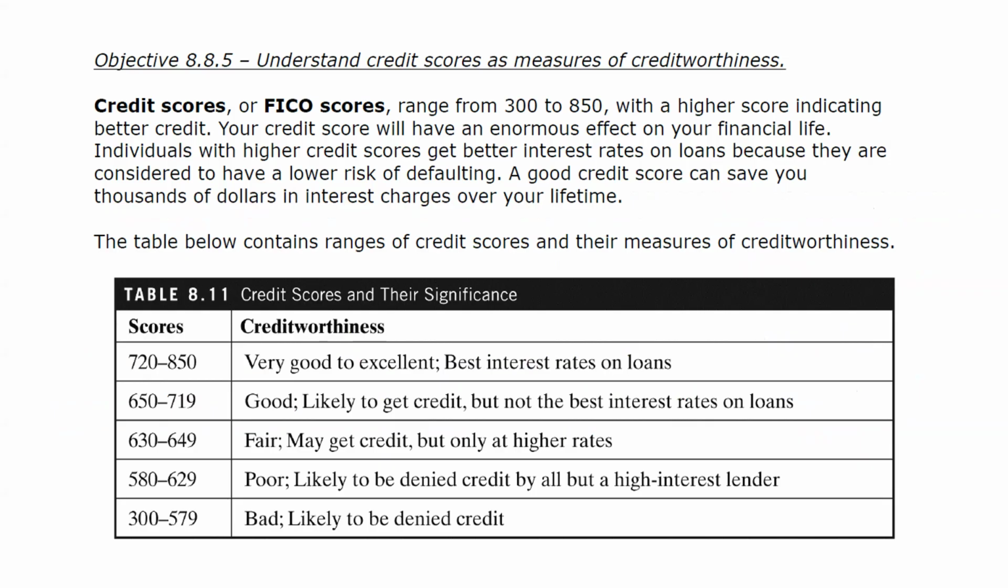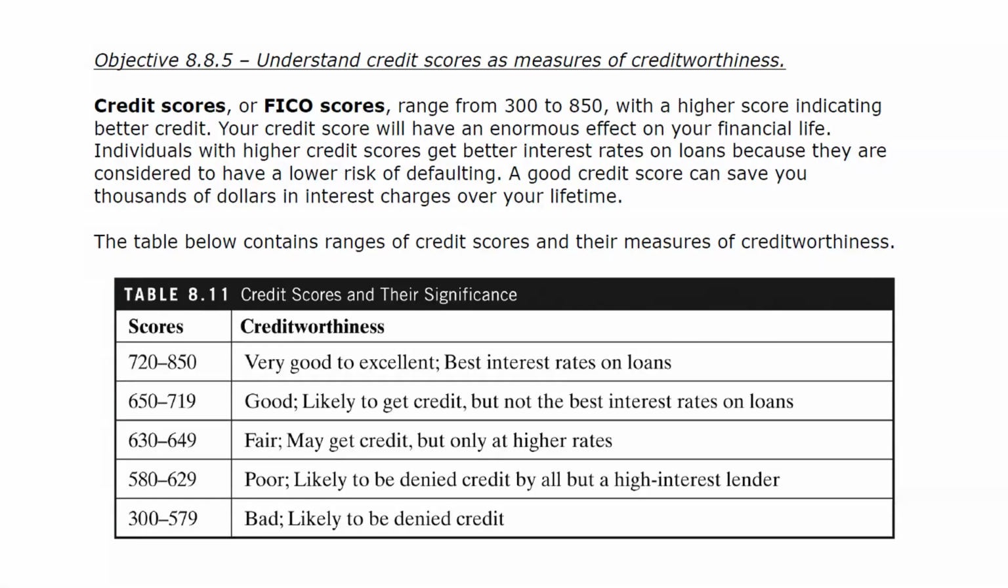Objective 5, understand credit scores as measures of credit worthiness. Credit scores or FICO scores range from 300 to 850, with a higher score indicating better credit. Your credit score will have an enormous effect on your financial life. Individuals with higher credit scores get better interest rates on loans because they are considered to have a lower risk of defaulting. A good credit score can save you thousands of dollars in interest charges over your lifetime.